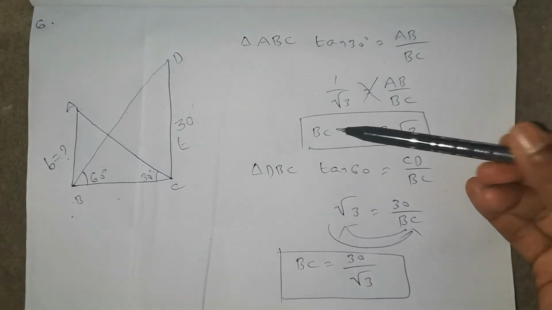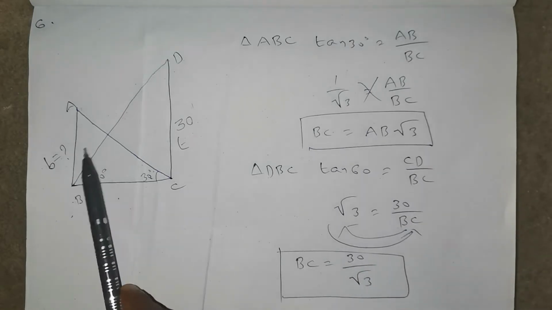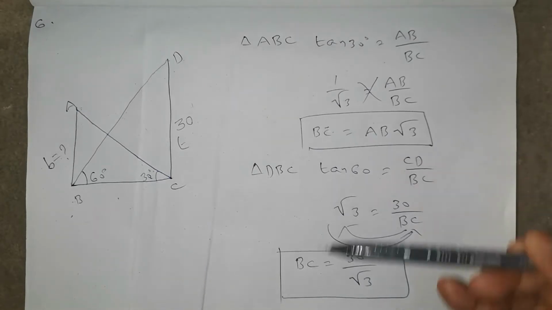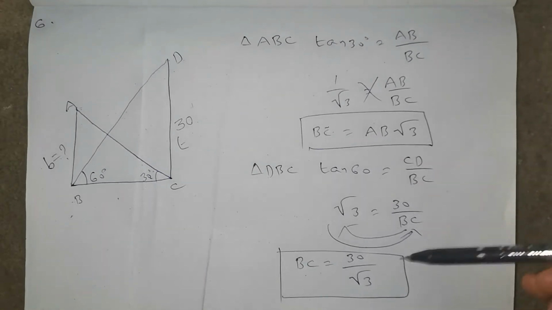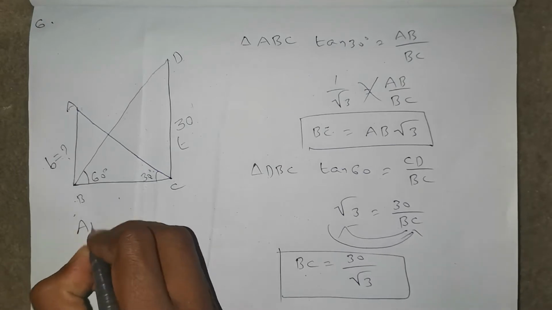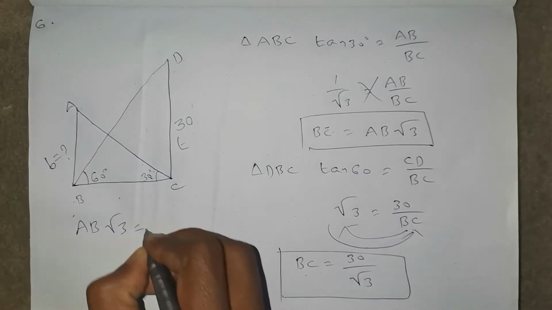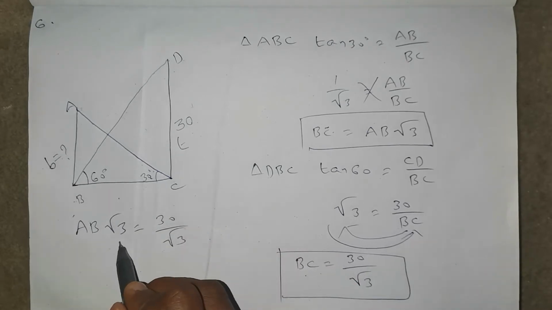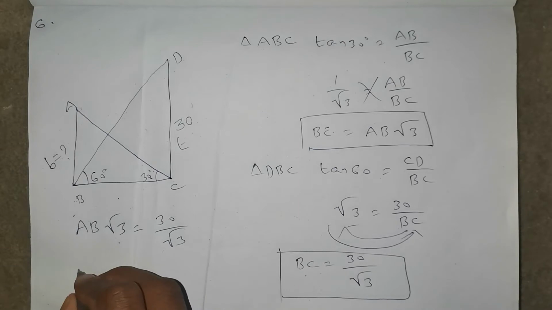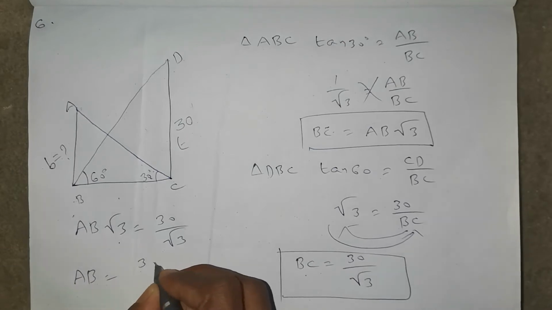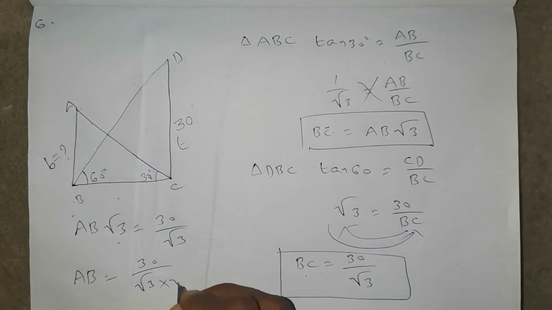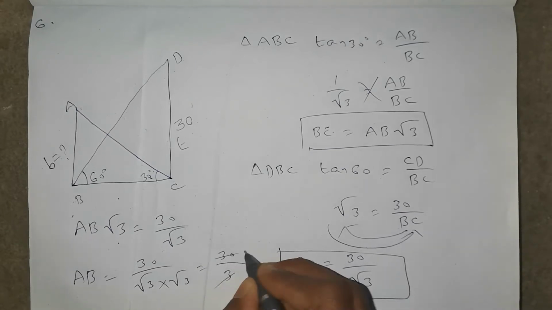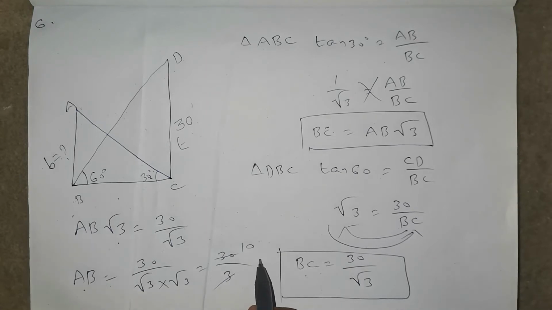Now here we have one BC, and here also one BC is there. If we observe these two triangles, BC is the common base for both triangles. So that's why this BC is exactly equal to this BC. So let us make these two equal to each other: AB times root 3 is equal to 30 by root 3. Now here it is multiplication, if I take it to the other side it becomes division. So AB is equal to 30 by root 3 into root 3, which is 30 by root 3 into root 3, so 3 ones are 3, 3 tens are 30. So AB is equal to 10.